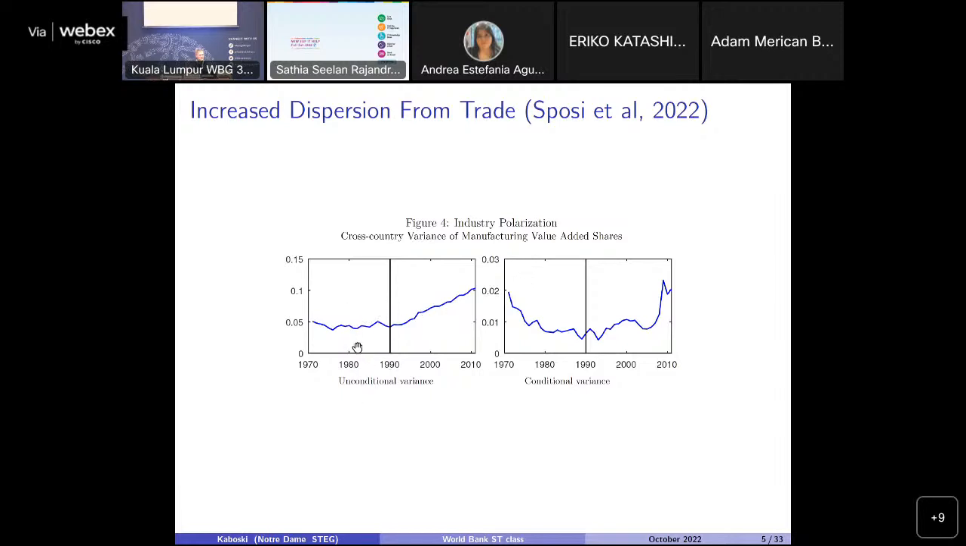And what you see here is the variance of the manufacturing value-added shares across countries. From 1970 to 1990, it's relatively flat. After 1990, the variance across countries picks up. So this is trade increasing, this is the argument for trade increasing the dispersion. Here, this is a conditional variance. You still see this kind of accelerate. It looks a bit more U-shaped, but you see this pickup after 1990 in the variation of sectoral shares. Again, some people producing more manufacturing, some people importing manufacturing and producing less in manufacturing.